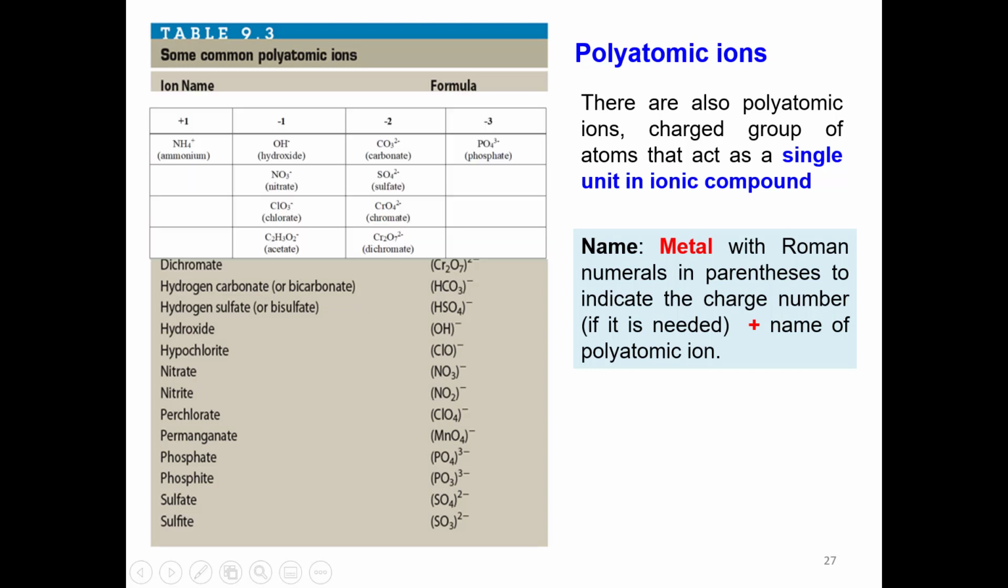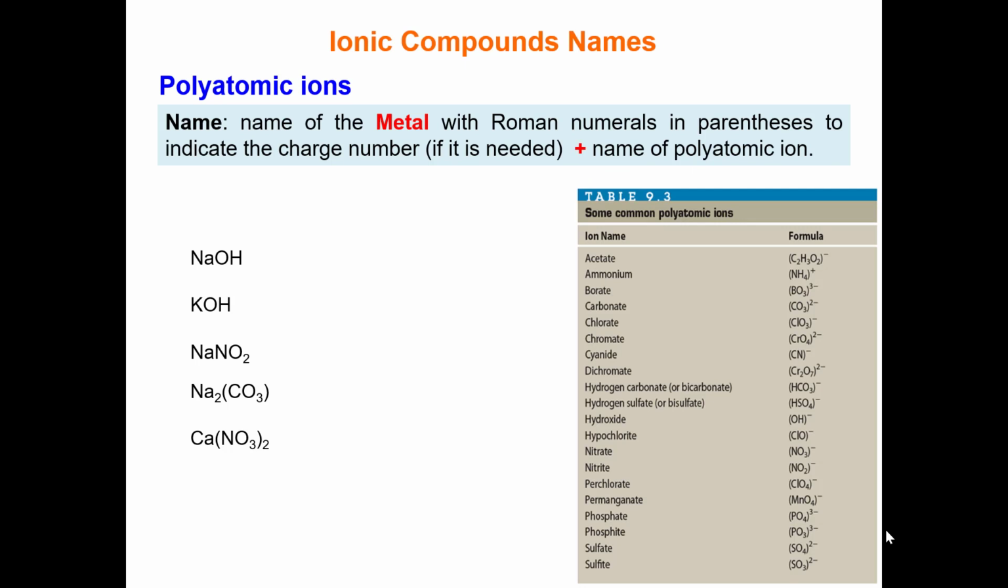Also, in the test, you will only need the polyatomic ions that are in the equation sheet. You don't have to worry about this whole long table in the test. You will use just the polyatomic ions in the equation sheet. Let's try to write the names of some ionic compounds in which polyatomic ions are involved, and we will follow this rule.